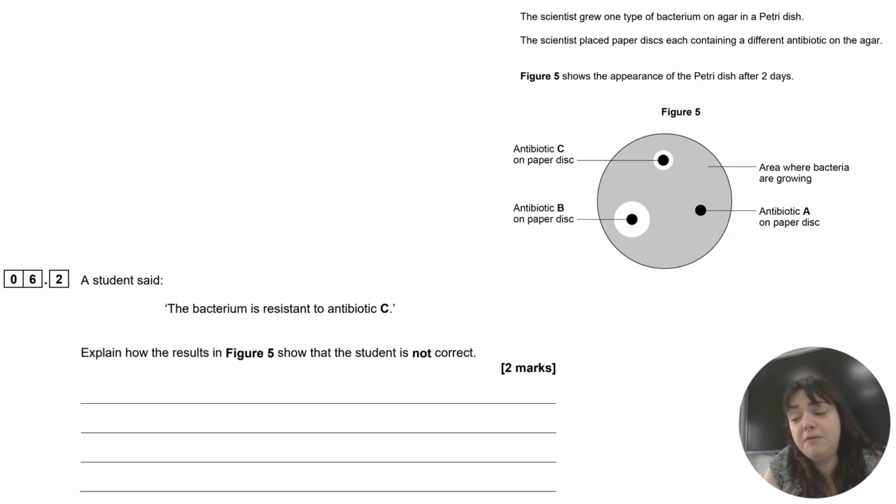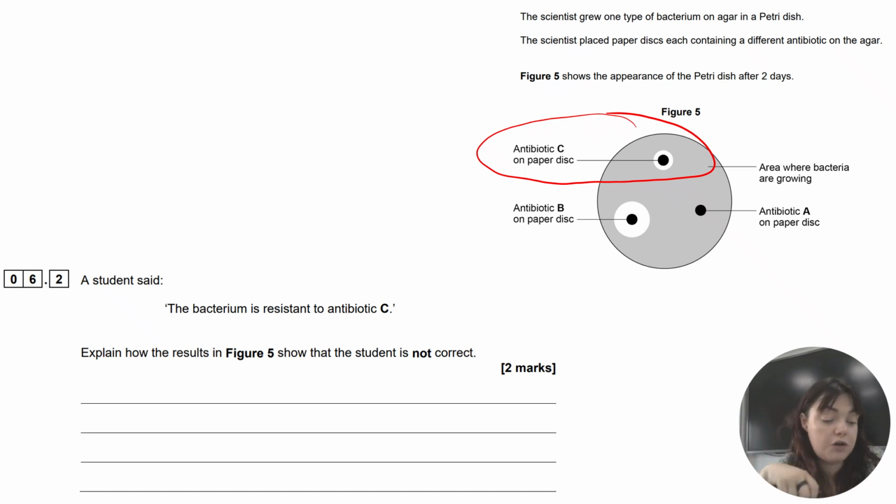A student grew one type of bacterium in agar in a petri dish. The scientist placed paper discs, each containing a different antibiotic, on the agar, and it shows the appearance of the petri dish after 2 days. So we've done something similar to this. The bacteria are growing on the agar quite nicely, fully covering it, and then they've put 3 different antibiotics on: antibiotic disc A, B, and C. Now, the student said the bacterium is resistant to antibiotic C, which is this one here. Explain how the results show the student is not correct.